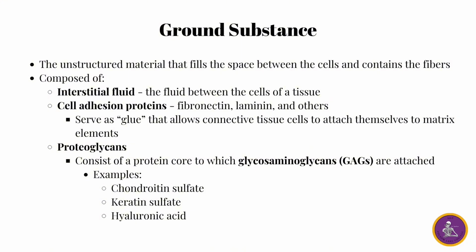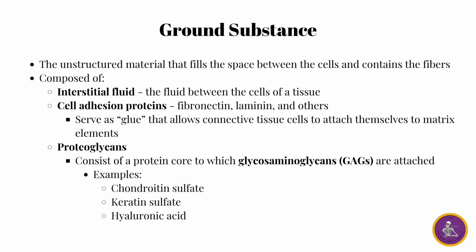Think of it as the background gel of connective tissue. It's composed of interstitial fluid, which allows for nutrient and waste exchange. Cell adhesion proteins like fibronectin and laminin, which also act like glue to anchor cells in place.